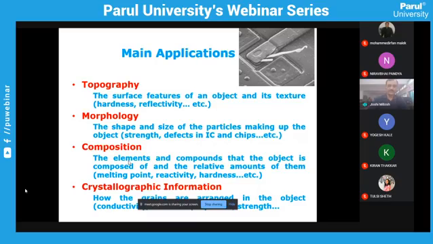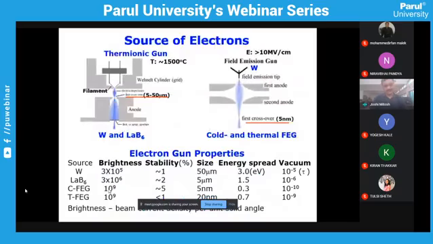Then compositional information: the elements and compounds present inside the material, and what the relative compositions are. You can also find out the melting point, reflectivity, hardness, etc. by using these compositions. And crystallographic information, like which kind of crystal is present, which crystal structures, phase groups, and other important things regarding crystallography, you can have by using these main applications.